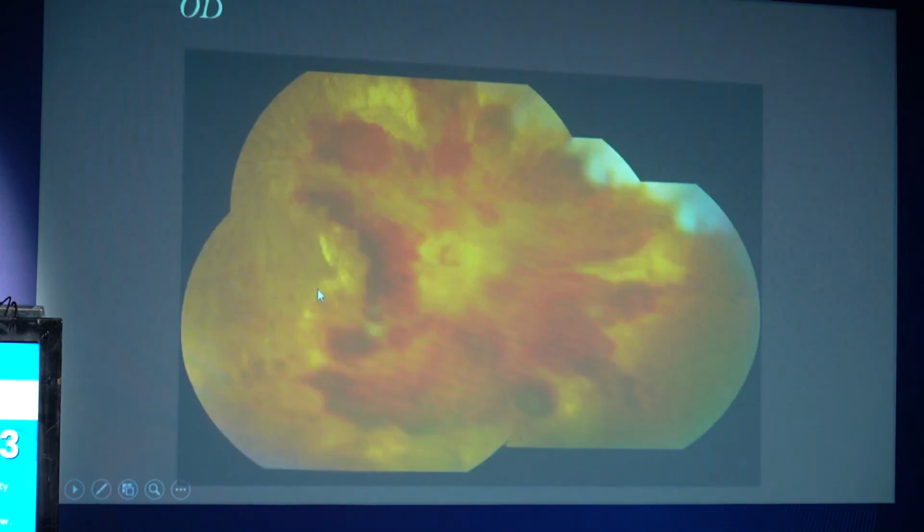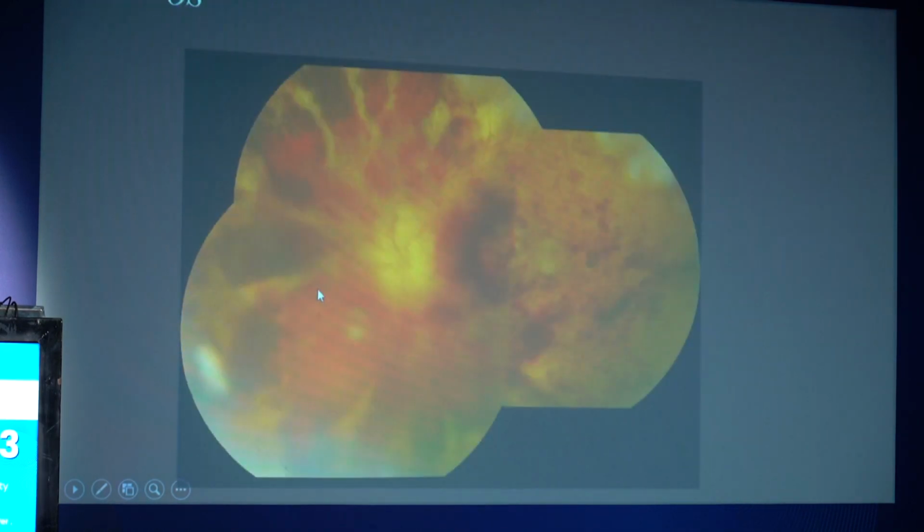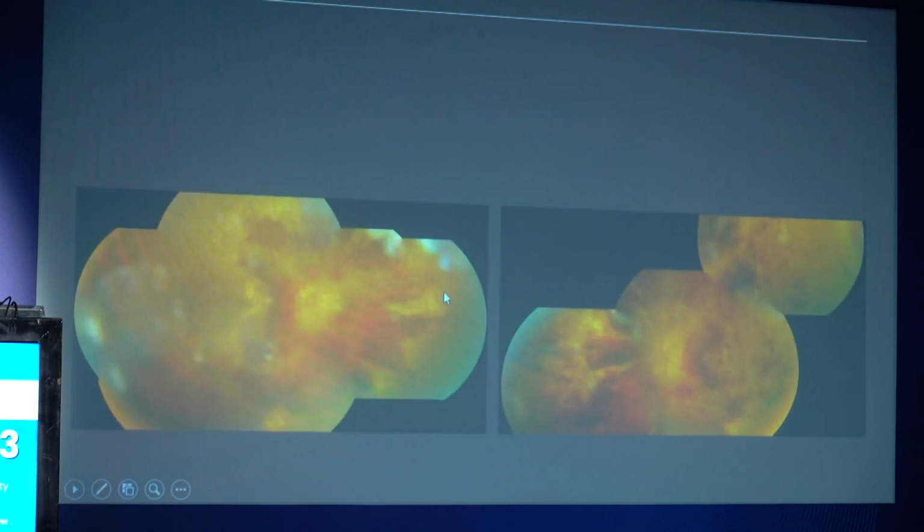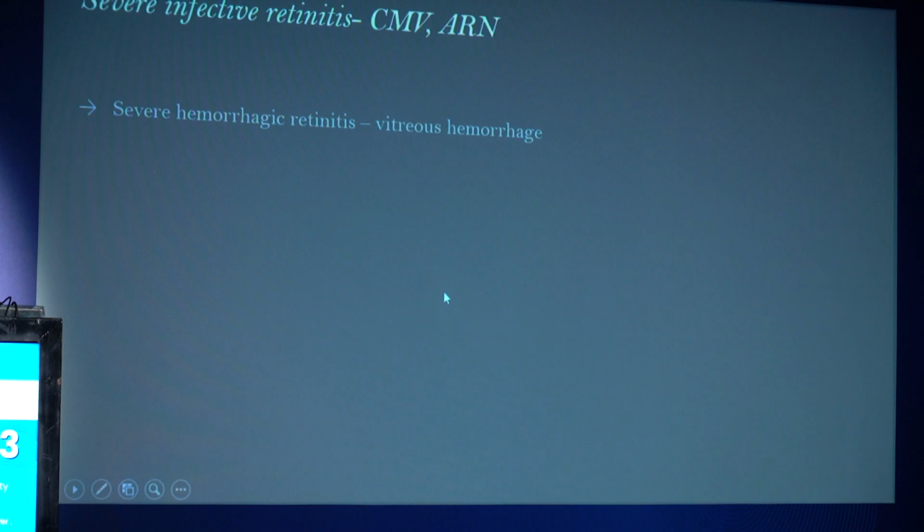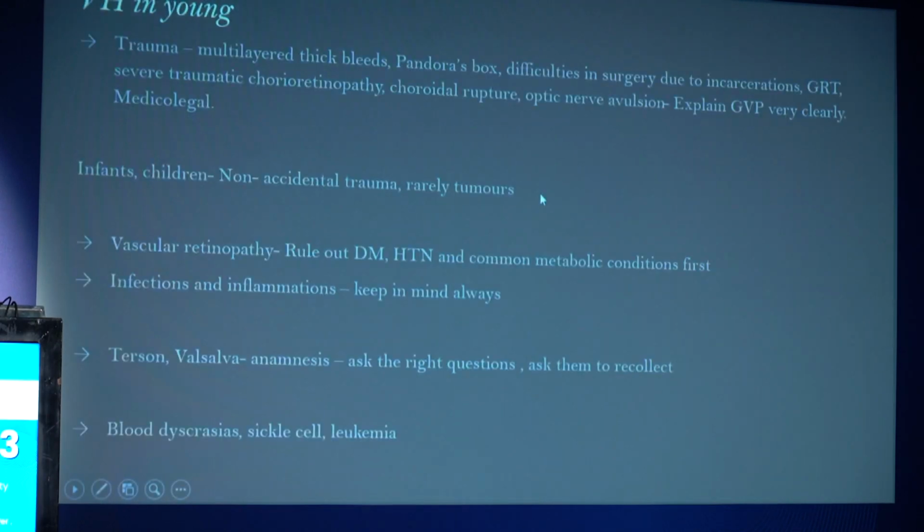So post-treatment with intravitreal ganciclovir, the vitreous hemorrhage started to resolve and he did start to get better. So this was a case of severe hemorrhagic CMV retinitis with vitreous hemorrhage.